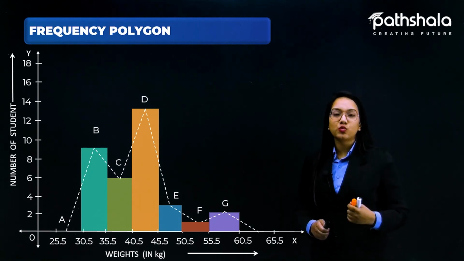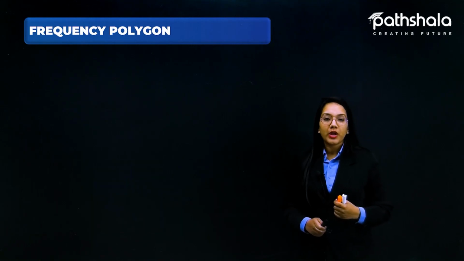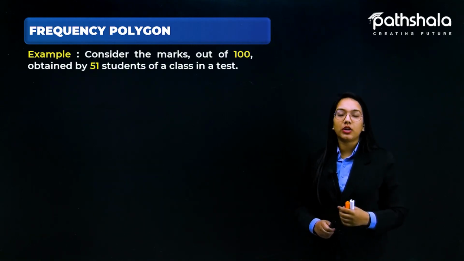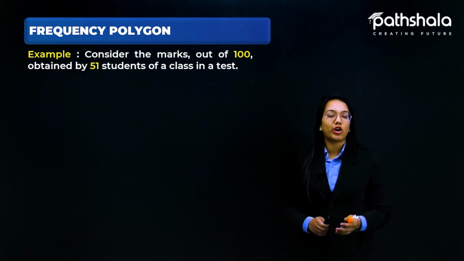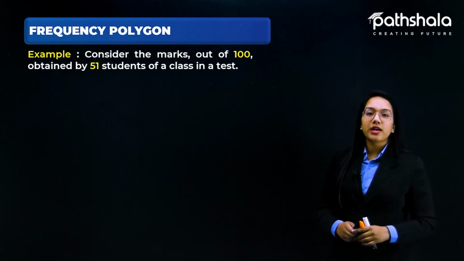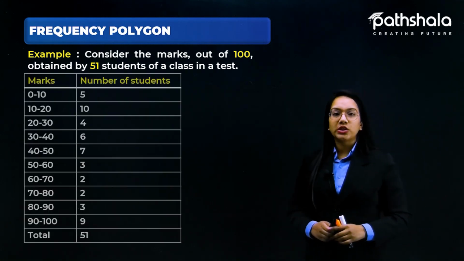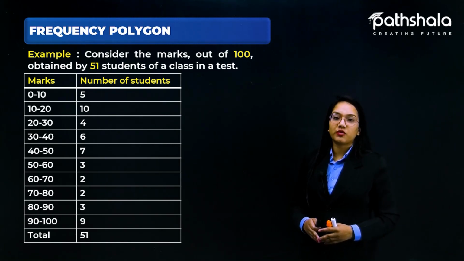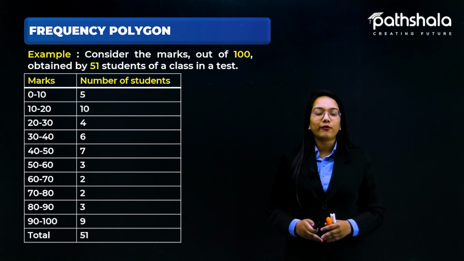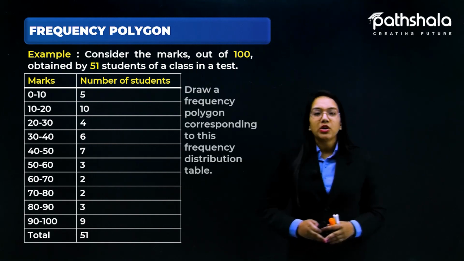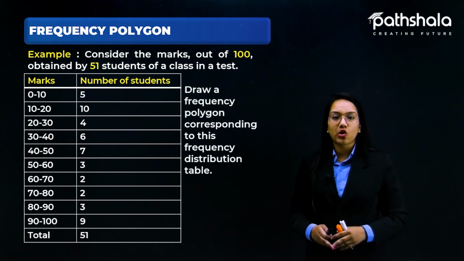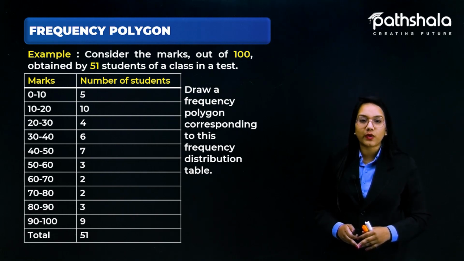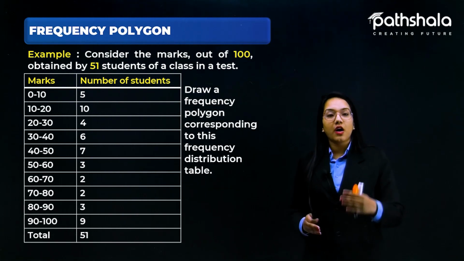Let's move on further toward another example. Let's form the frequency polygon for an example. It says, consider the marks out of 100 obtained by 51 students of a class in a test. This is the representation given to us, and we have to draw its frequency polygon. The question says, draw a frequency polygon corresponding to this frequency distribution table. Let's see how we can form it.